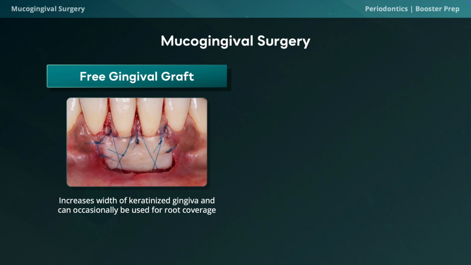Sometimes it's used for root coverage, but it's not ideal because it doesn't look that natural when the graft heals. It kind of has a tire patch appearance, so it's not preferred in aesthetic areas. So you can think of a free gingival graft as your go-to for adding more keratinized tissue.